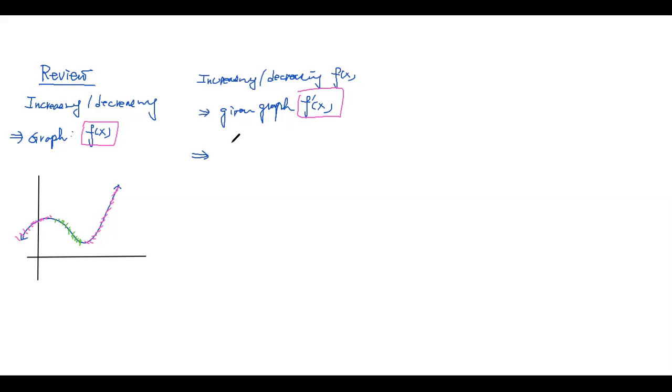So if f of x is an increasing function, then what happens to my f prime x? It should be greater than 0, right? Here we know this is the increasing one. Anytime you take a tangent line here, the slope of the tangent line is always positive, and the slope of the tangent line is f prime x. So as long as f prime x is greater than 0, I can conclude that f of x is increasing.